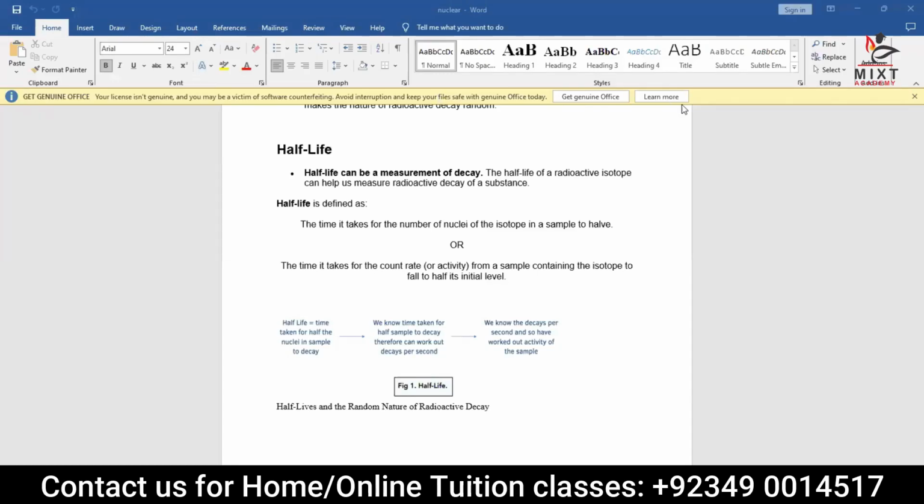Ibrahim has asked a question. Again, a small quick review. What is the difference between an exothermic reaction and an endothermic reaction?